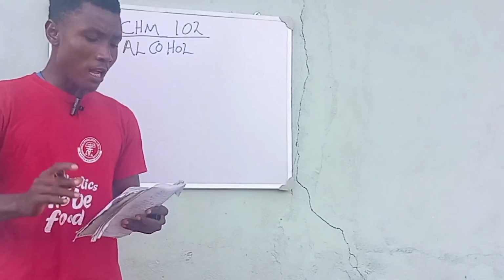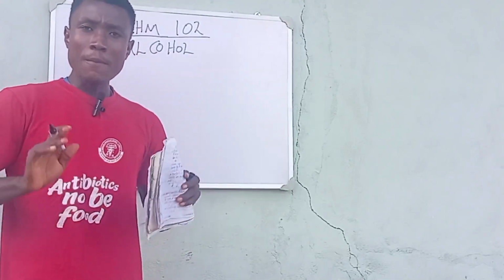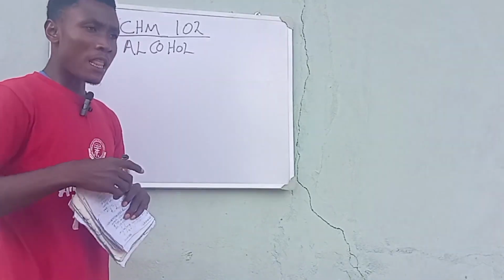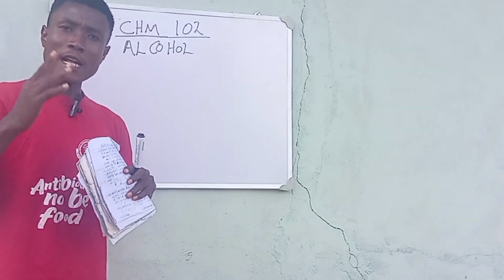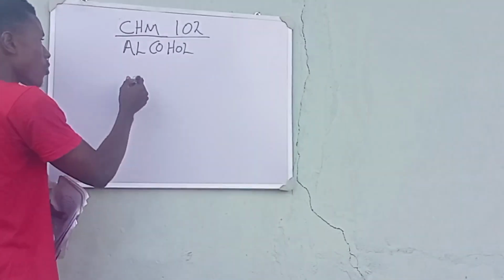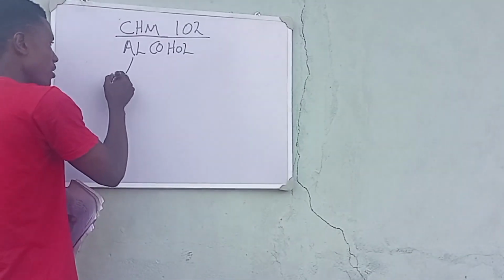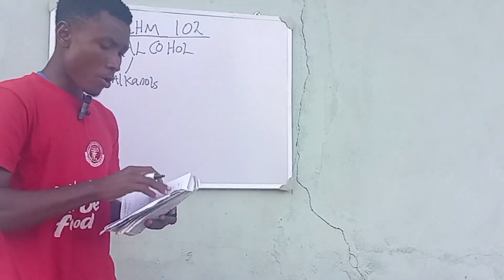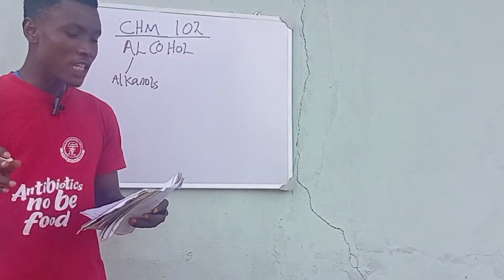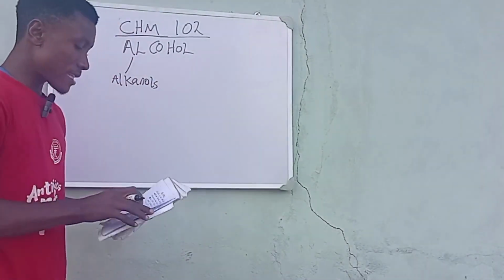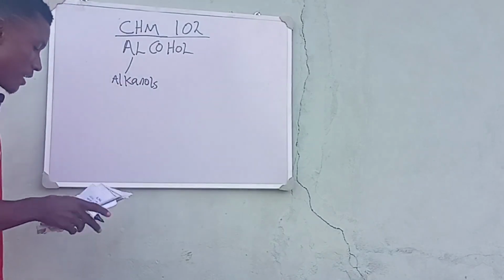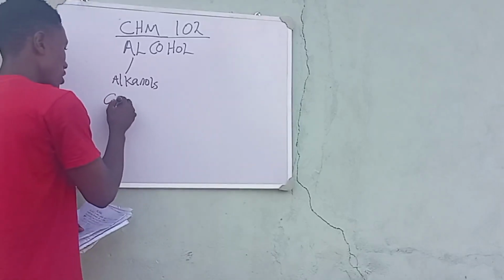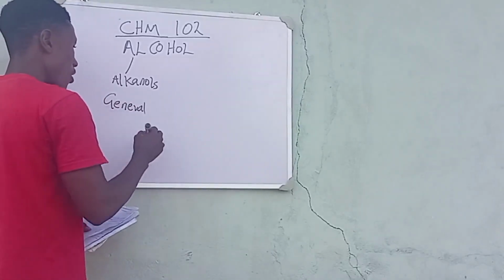Now note, the name alcohol is also known as alkanols. It's very important that you know another name for alcohol. So the alcohol is also known as the word alkanols. And they have a general molecular formula of CnH2n+1OH. So this is the general molecular formula of alcohols.